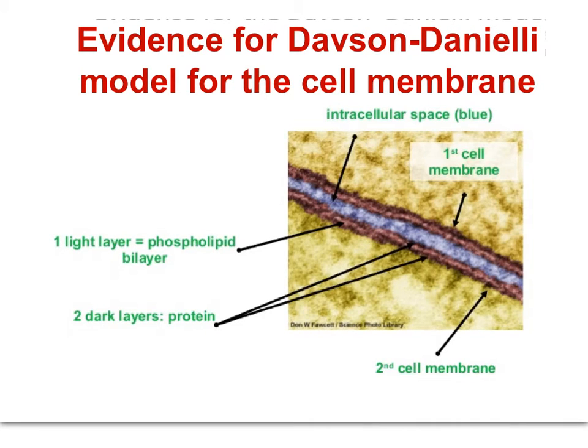Again, you can see 2 membranes here. Each membrane appears as 2 dark lines, thought to be protein, separated by a light band of phospholipid. These electron micrographs appeared to support the Davson-Danielli model for the cell membrane.